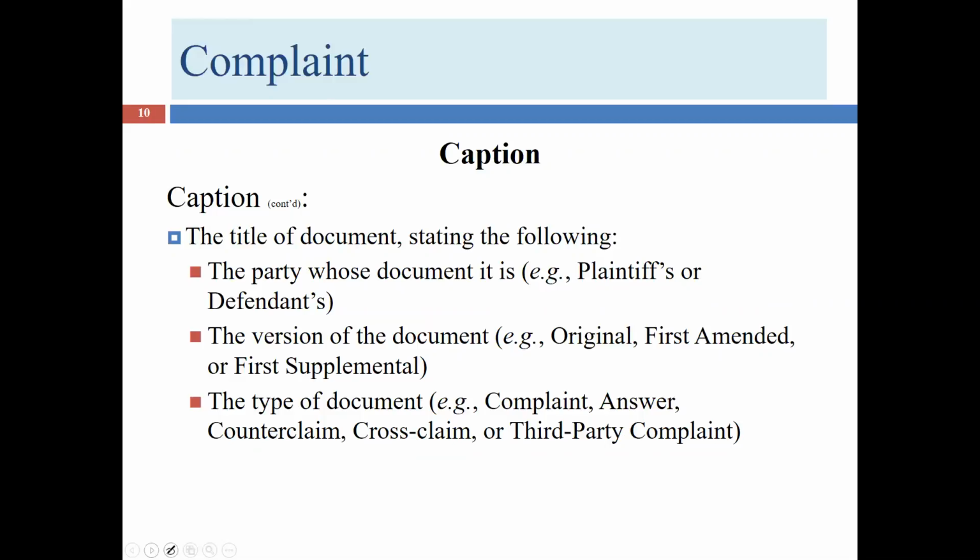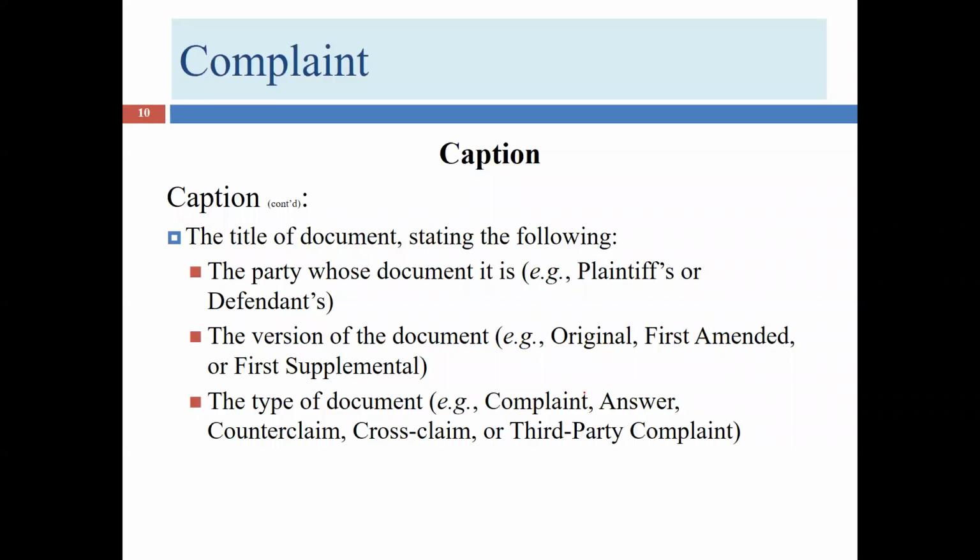And then the version of the document. So if it's the first time that you file this, you're going to say original. So it might be plaintiff's original complaint. And then that's the first document that's filed. And then a few days later, the plaintiffs decide, well, you know, we want to change our original complaint. Well, then we'd file something called plaintiff's first amended complaint. Then a few days later, we decide, well, we're not happy with that one either. So then we file plaintiff's second amended complaint.